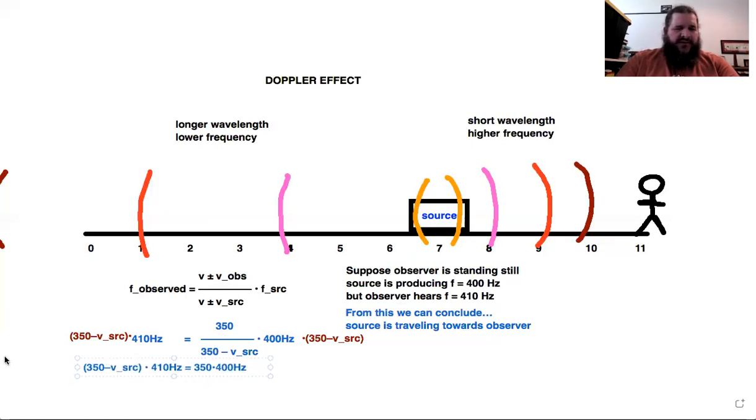And then what else could we do to isolate V source here? Yeah, if we divide by 410, specifically 410 hertz, then hertz is canceled out anyway. So we get 350 minus V source equals 350 times 400 over 410, which reduces to 40 over 41. And I guess we may as well combine those as well. That's 3,500. So 14,000. Yeah, that should work. So 14,000 over 41 equals 350 minus V source. And then what?